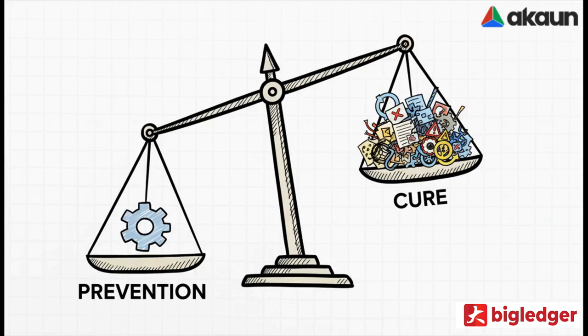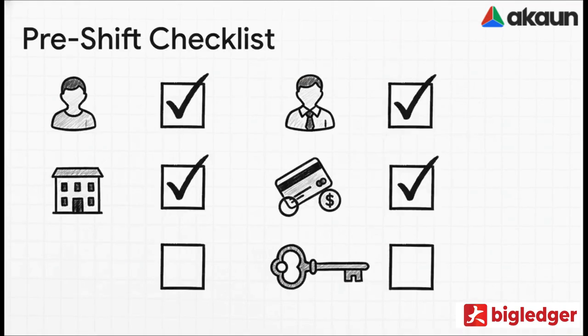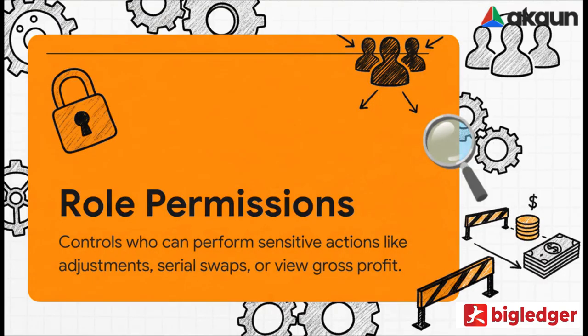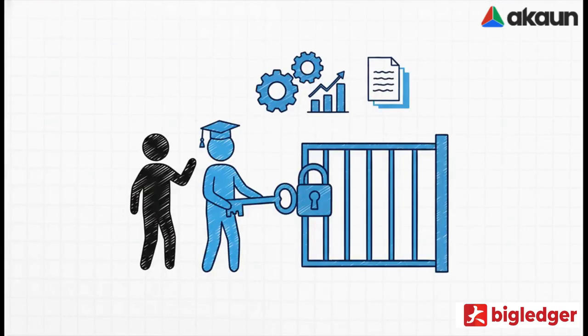So, how do we stop these problems before they even start? Let's talk proactive prevention. This checklist is your best friend. Set defaults for customers, agents, and locations to prevent simple mistakes. This brings us to role permissions. Basically, who gets to make these important changes? By limiting who can make adjustments, you drastically cut down on errors.